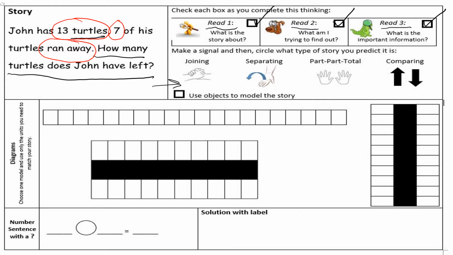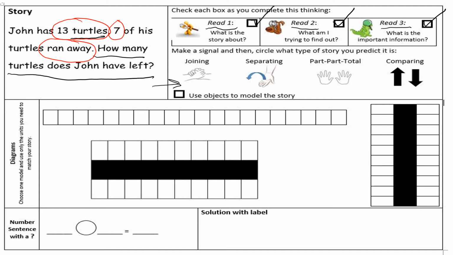Separating means you're separating something from the problem. Something's going away, something might be getting eaten, something might be getting smushed, maybe something ran away. Now part total, we say that when there's no action. Nothing is being given, nothing is being taken away.